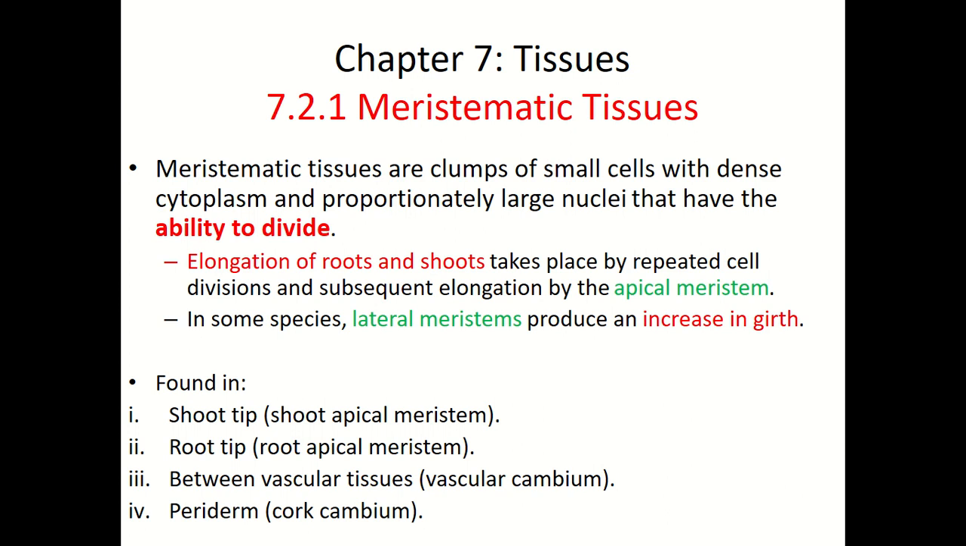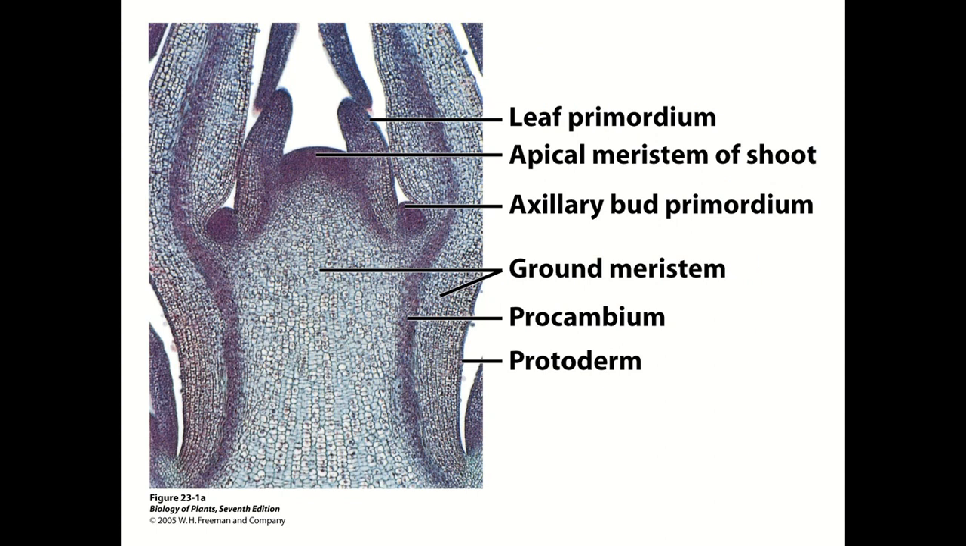Meanwhile, the lateral meristem functions to increase the width of the plants, the stems, or to increase the girth. Meristematic tissue can be found in the shoot tip, the root tip, between the vascular tissues, and also the periderm. Other names for the shoot tip is shoot apical meristem, and root tip is root apical meristem. The ring between the vascular tissues is called the vascular cambium, and the periderm actually refers to the cork cambium.